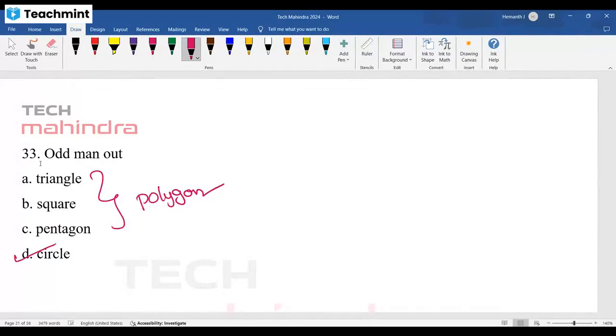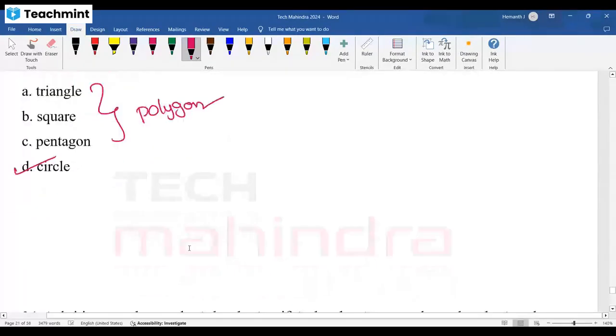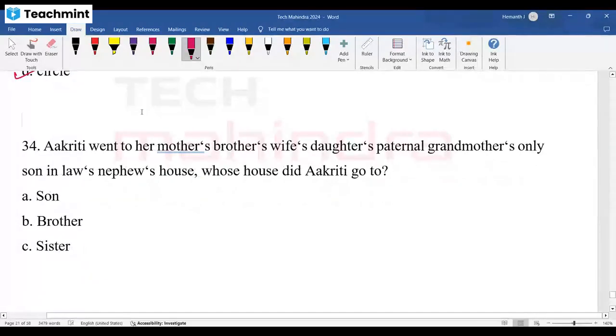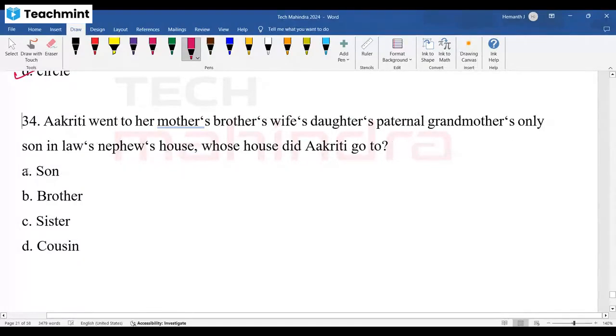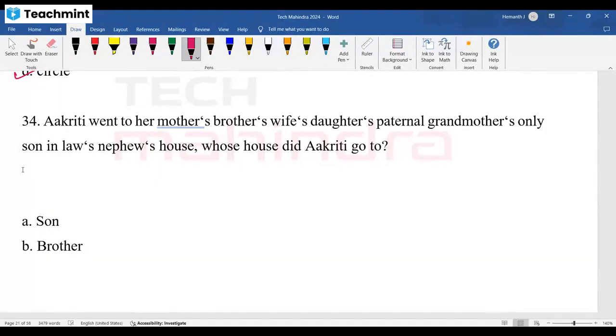See the next one, 34, related to blood relation. Then one question, the last one, that model you people can expect in the 12th question in general. That's related to eligibility criteria. Important for TCS also. Next, what I'm going to discuss is important for TCS also. 35th question.